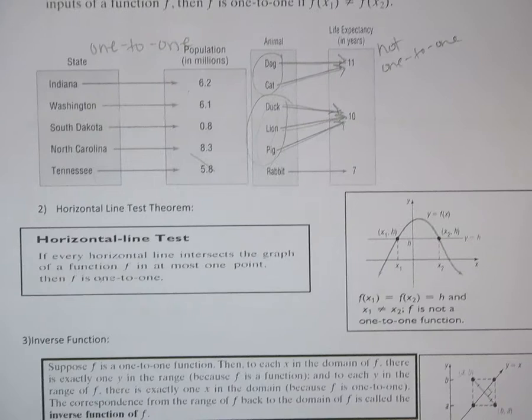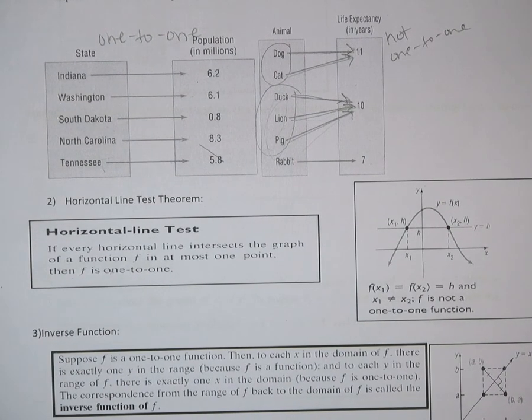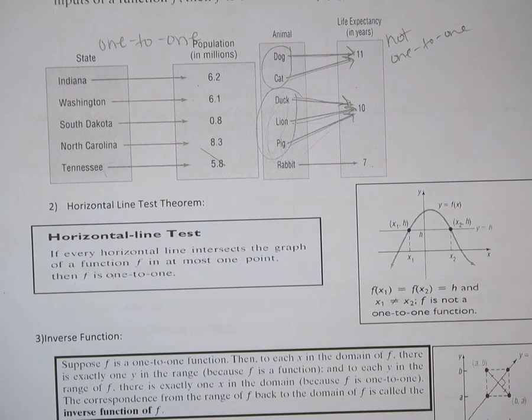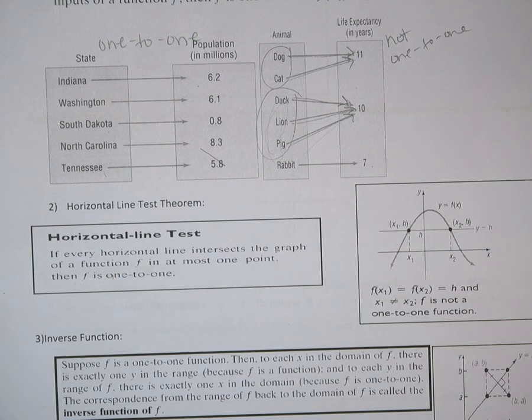Okay. Now another way, if we don't have these mapped out for ourselves, like in these diagrams up here, to see if we have a one-to-one function is to use what we call a horizontal line test theorem. So if you remember in Algebra 1, we had the vertical line test, right? And we carry that through quite often to see if something is just a regular function. This idea works the same.